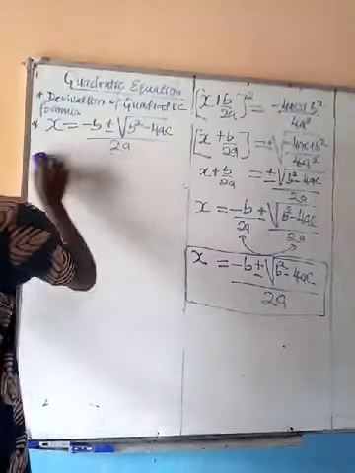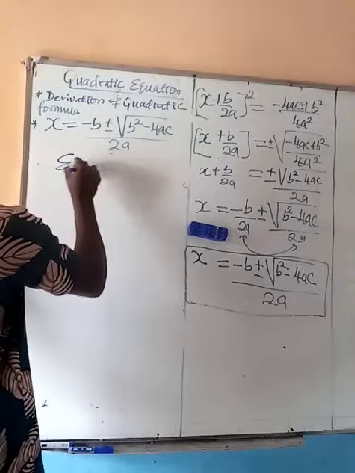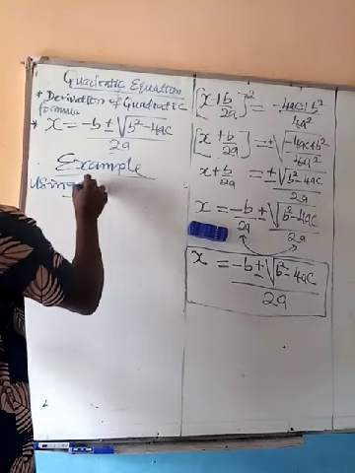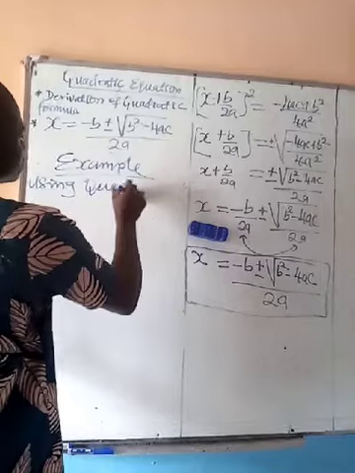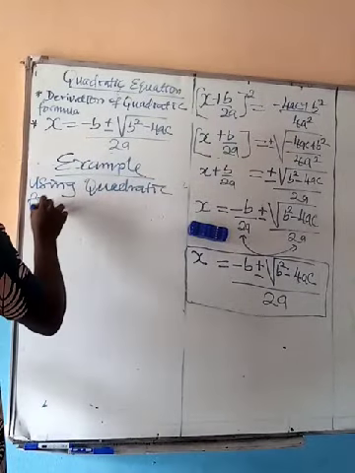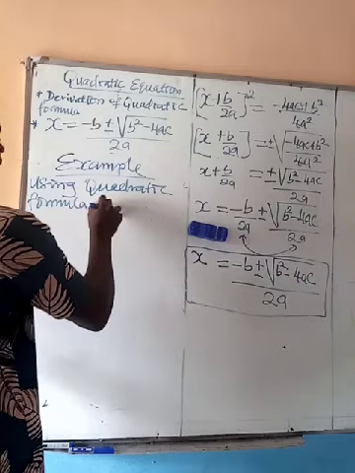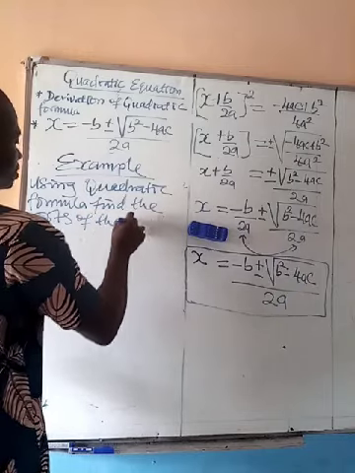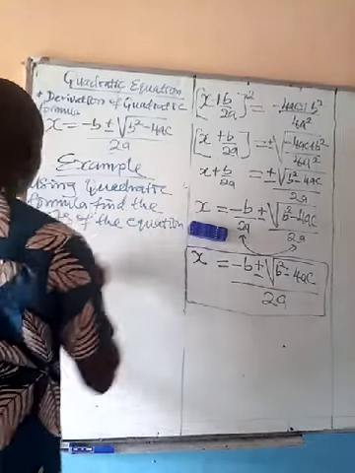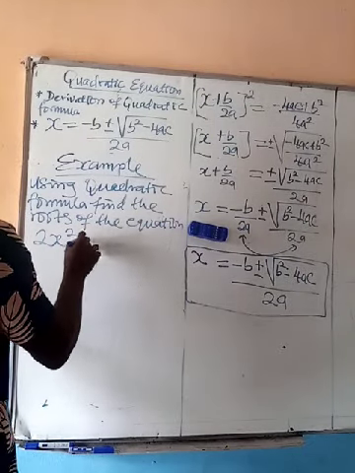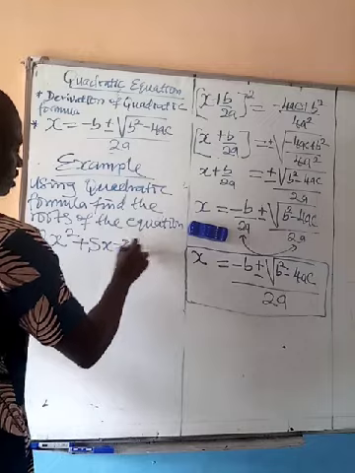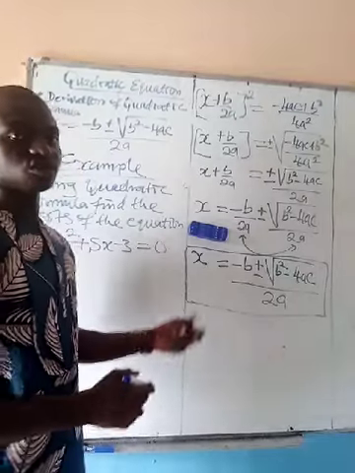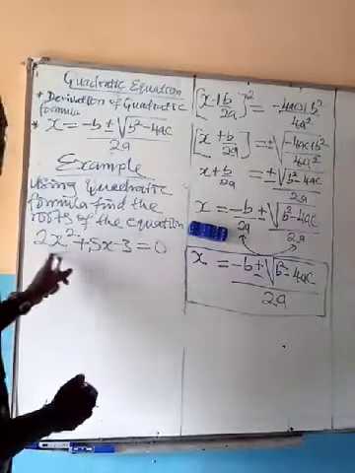Example: using the quadratic formula, find the root of the equation 2x squared plus 5x minus 3 is equals to 0. When they say root, it simply means the answer. The root simply means the answer for the expression.